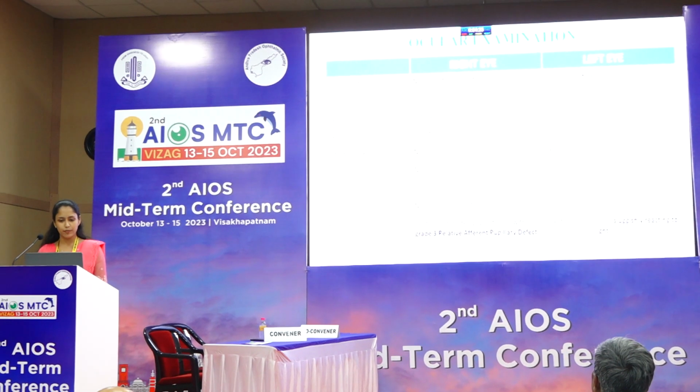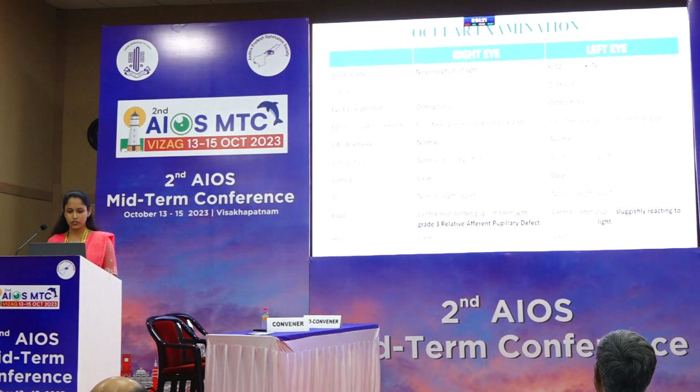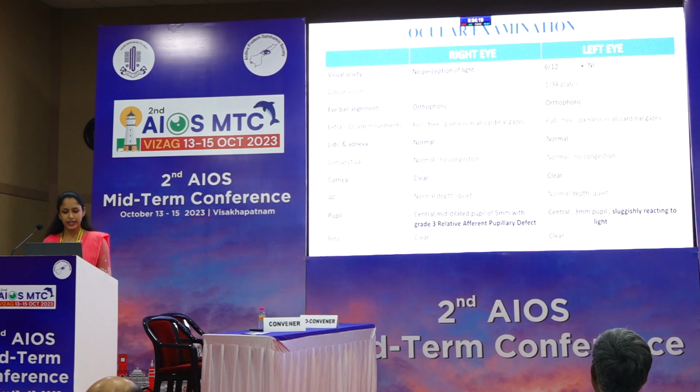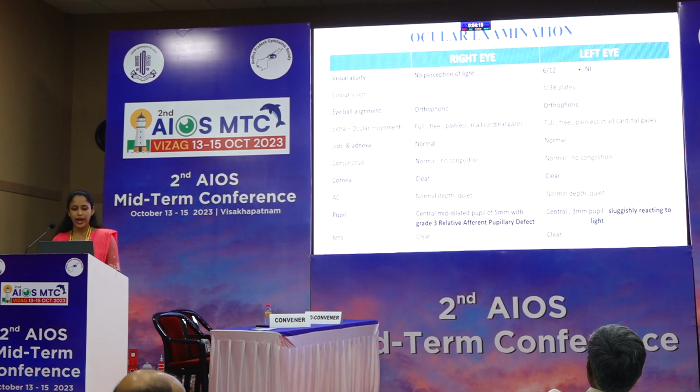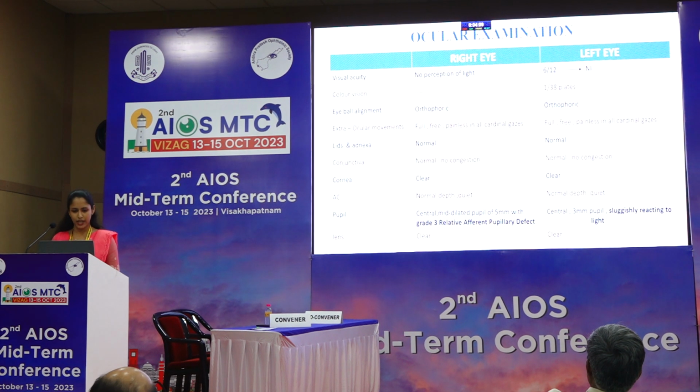On ocular examination of the right eye, visual acuity was no perception of light, and color vision couldn't be assessed. The anterior segment was normal except for a central mid-dilated pupil with grade 3 RAPD. On ocular examination of the left eye, vision was 6/12 with no improvement on pinhole, color vision was 1/38 plates, and the rest was within normal limits with a sluggishly reacting pupil.